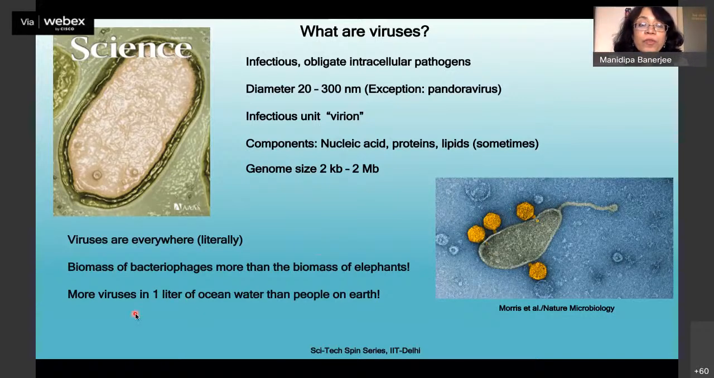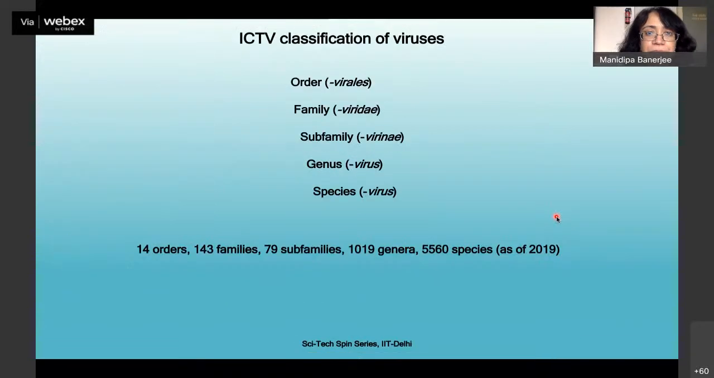And there are more viruses in 1 liter of ocean water than there are people on Earth, right? And what you see on the screen on your right-hand side is actually a picture of bacteriophages. These orange things are bacteriophages, which, as you see, are trying to infect a bacteria, right? They've surrounded the bacteria, they're trying to infect it.